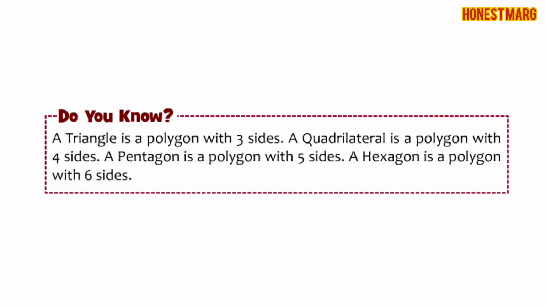Do you know, a triangle is a polygon with 3 sides. A quadrilateral is a polygon with 4 sides. A pentagon is a polygon with 5 sides. A hexagon is a polygon with 6 sides.